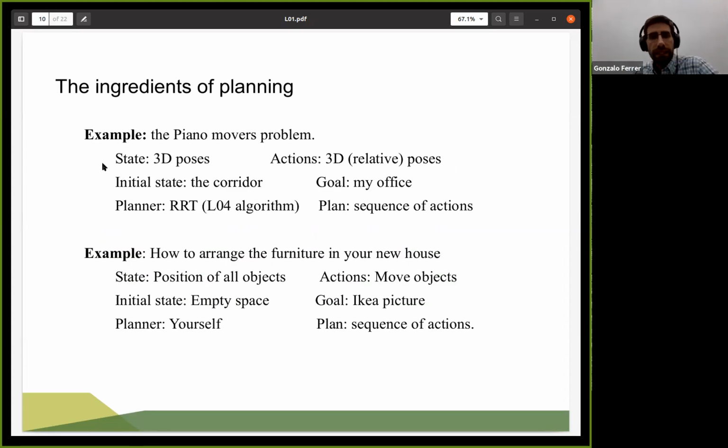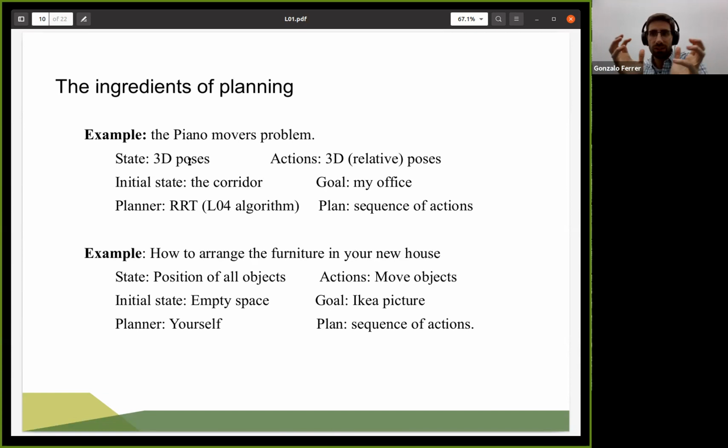yes. Let me give some examples. Maybe I already gave some, but let's try to identify all these components that I was talking about in the piano movers problem, right? So what is the state? States are 3D poses. Maybe some of you are familiar with what a 3D pose is, but let me just explain. It's a position and orientation in 3D. It's usually represented with a rotation matrix or three angles, but this is a little tricky. Don't worry, we will not get into SE3 and all these groups of rotations and translations, but it could be a position and orientation in the world, right?